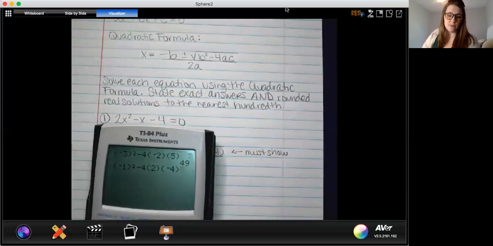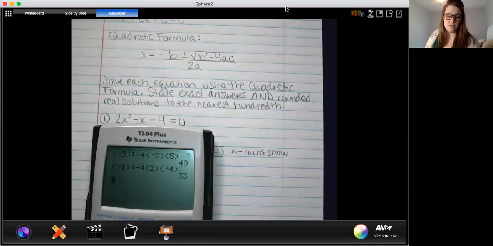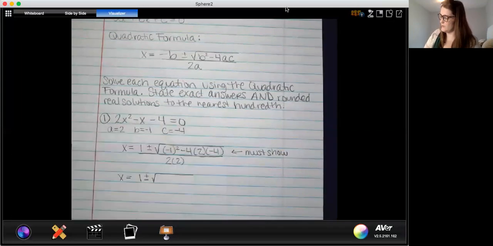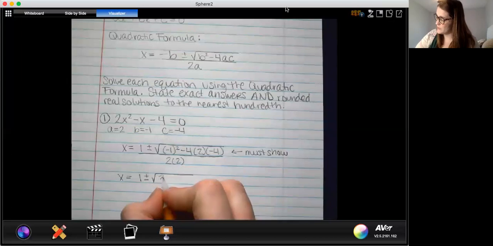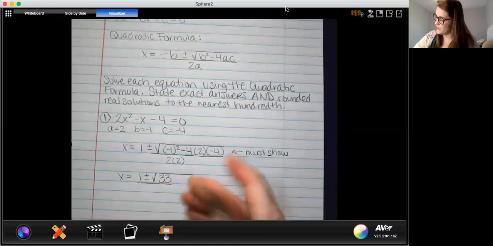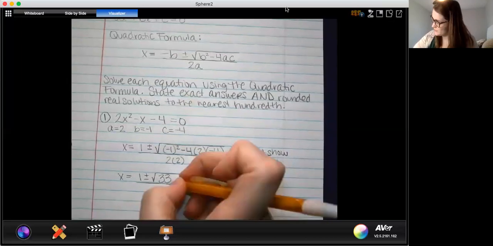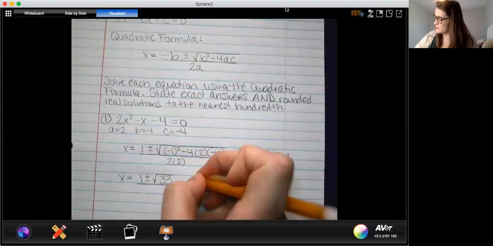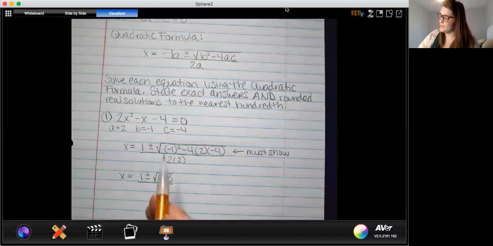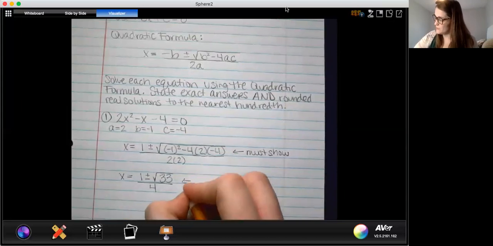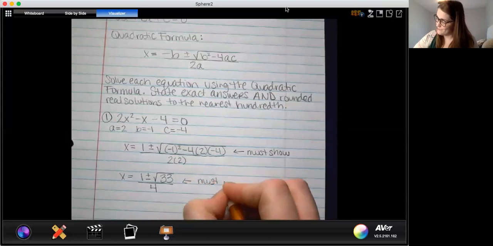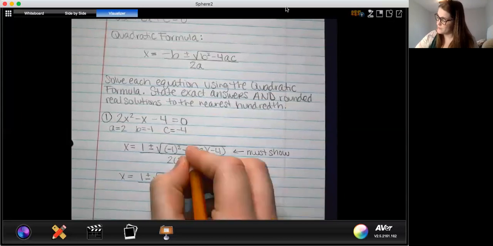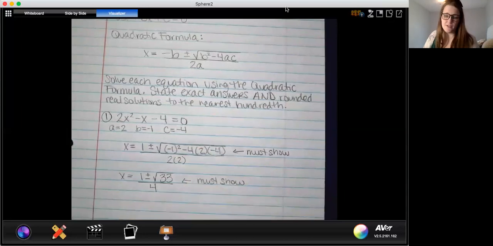Again, it looks very similar. Hit enter, and I get 33. So I can simplify the whole thing to 33 divided by, now this time I drew the line too long, so I just erase that. And then you can multiply the bottom, 2 times 2 is 4, which you must show. So from step 1 to step 2, all you're doing is simplifying the discriminant, which is under the radical.